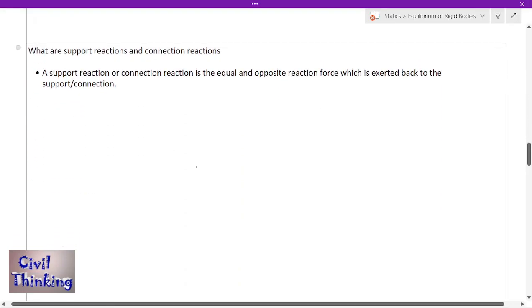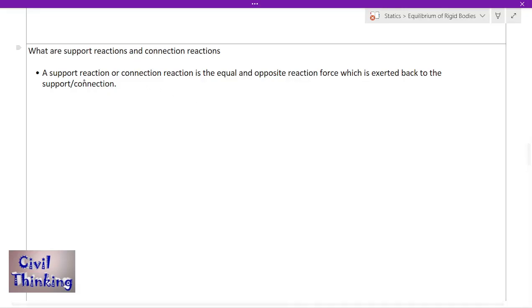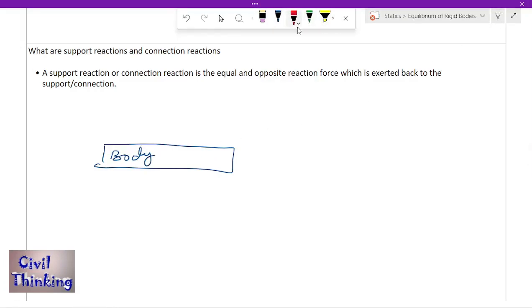Now let's talk about support reactions and connection reactions. A support reaction or connection reaction is an equal and opposite reaction which is exerted back on the support or connection. Let's say we have a body here, and let's say we have another body here, and this body is a surface, a frictionless surface.